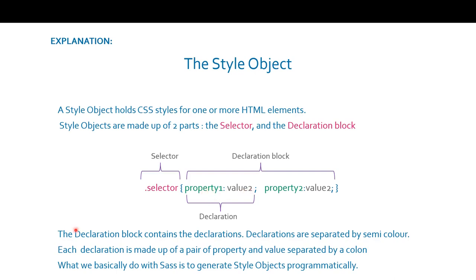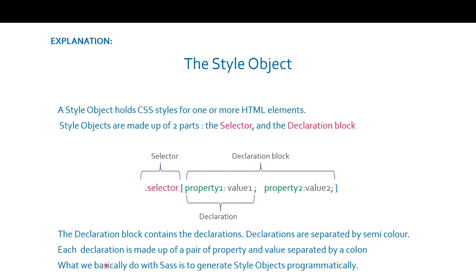Let me correct this. This should be value one. As you can see, this is the declaration block. Now the declaration block contains your declarations. Inside your declaration block, you can have one or more declarations. Declarations inside your declaration blocks are separated by a semicolon. Each declaration is made up of a pair of property and value, and the property and value are separated by a colon. You see this colon, that is what separates the property and the value.